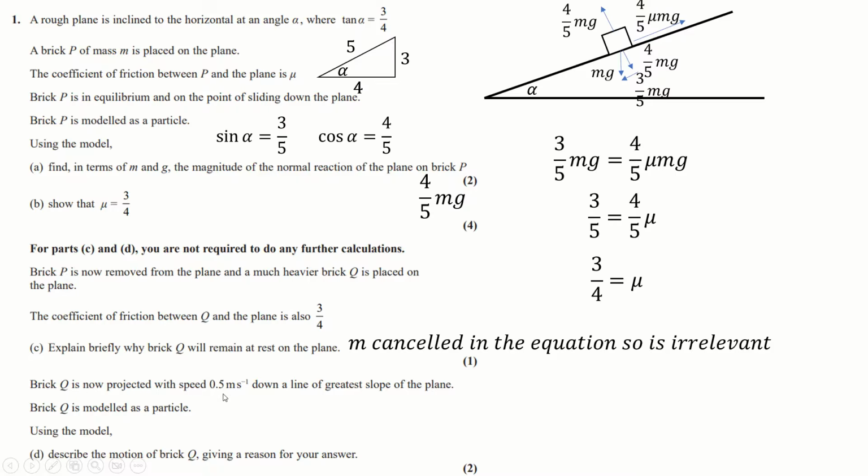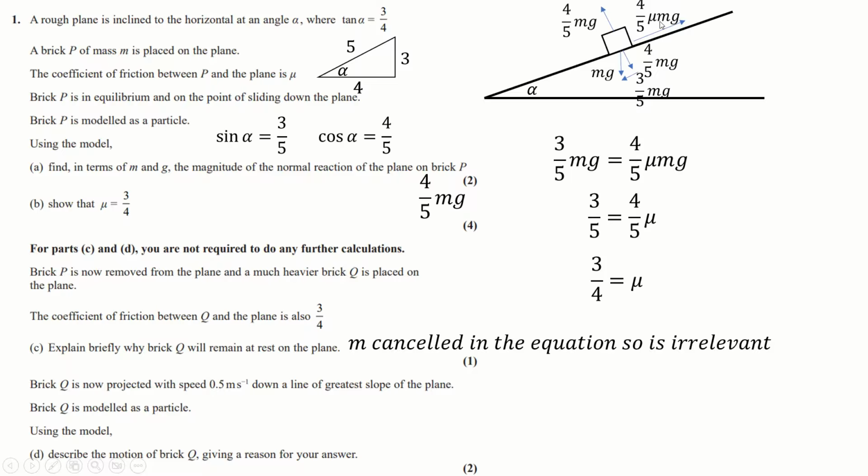Brick Q is now projected with some speed down the slope, so it's projected this way with some impulse. Describe the motion of Q. Well, the forces are still going to be in equilibrium, right? Because the resistance is working as hard as it could. This gravitational force isn't changing. You've pushed it down the hill, but that pushing force is just a singular push, right?